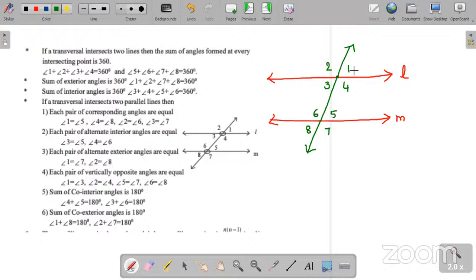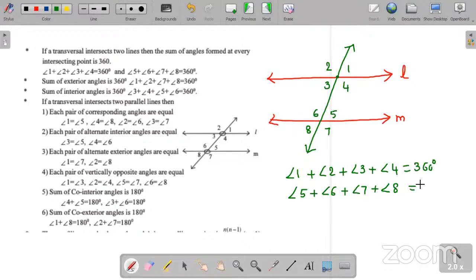Now the sum of all these four angles is a complete angle. That's why, my dear students, angle 1 plus angle 2 plus angle 3 plus angle 4 is equal to 360 degrees. Similarly, angle 5 plus angle 6 plus angle 7 plus angle 8 is also 360 degrees. Clear, my dear students? Sum of exterior angles means angle 1 plus angle 2, angle 7 plus angle 8.